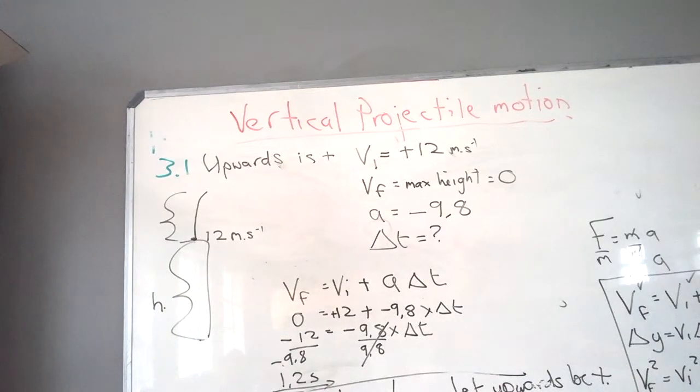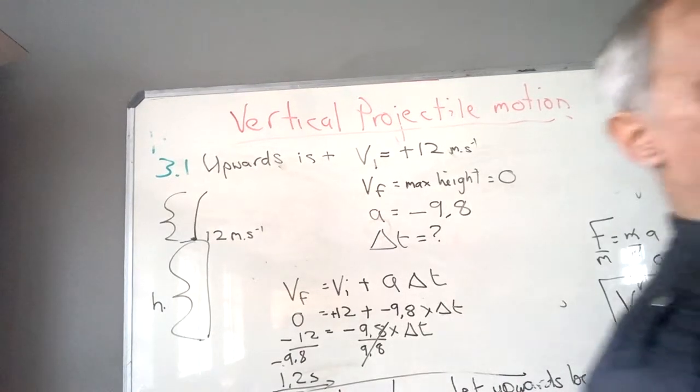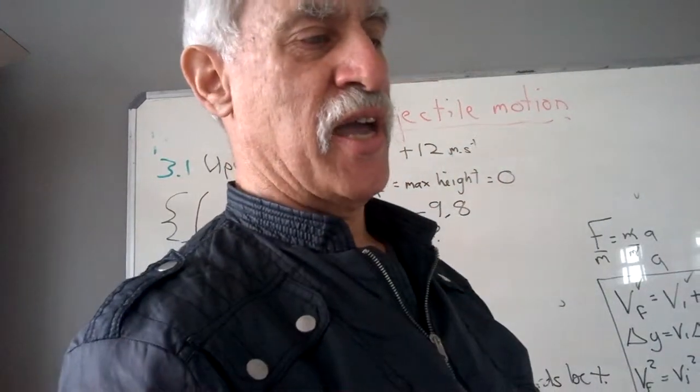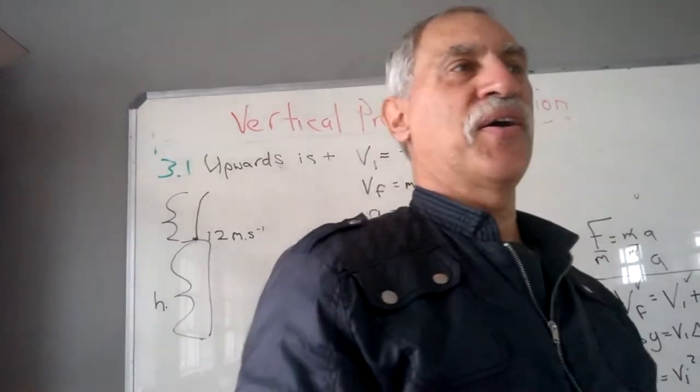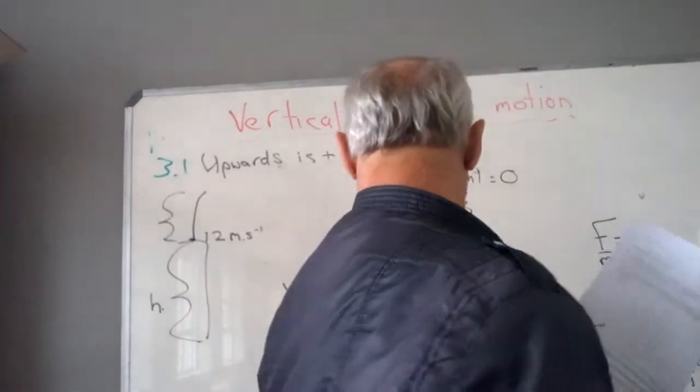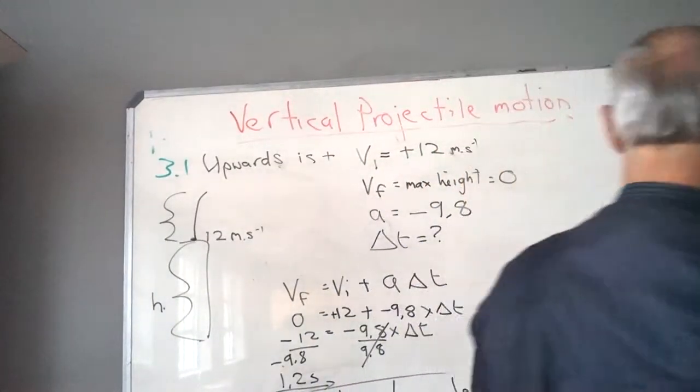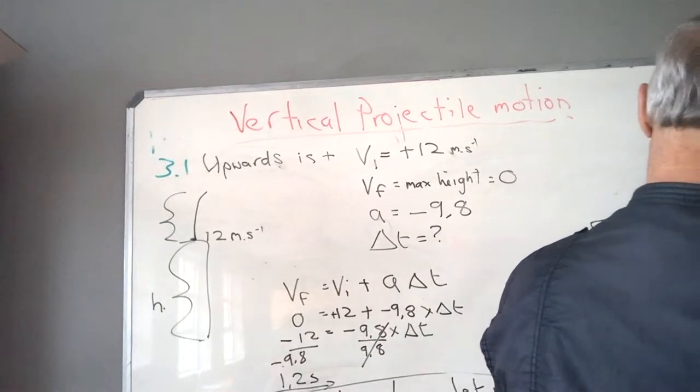Now guys, isn't that lovely? Can you see that this question is actually easy peasy? Now let's look at question 3.2. Calculate the time taken by the ball to reach its highest point. And it was thrown upwards. Here's the problem. This is 3.2.